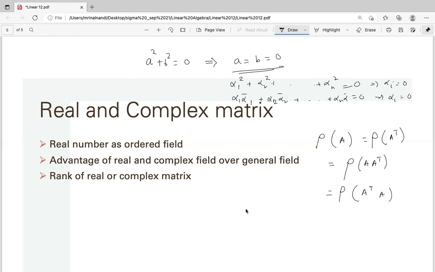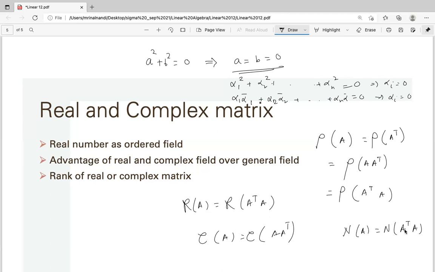Not only that, not only the rank, actually the row space of A is the same as the row space of A transpose A, and the column space of A is exactly the same as the column space of A transpose. Not just the rank, the whole space is equal, and the null space of A is the same as the null space of A transpose. The null spaces are equal. How do you prove that? Basically, we use this technique from the quadratic form: if A transpose X is 0, then X is the 0 vector for real.